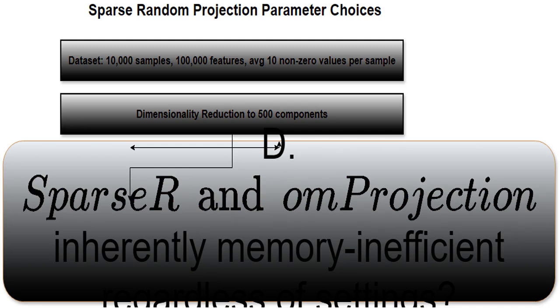This assesses the inherent efficiency of sparse random projection with sparse datasets. This statement is incorrect. The algorithm is explicitly designed to be memory efficient with sparse data by avoiding unnecessary calculations on zero values. This is like using special tools to handle only the essential parts of a problem while ignoring the unnecessary.